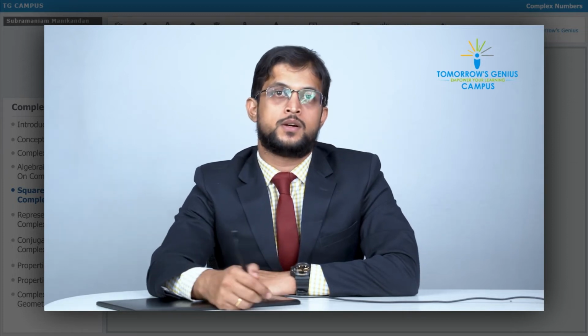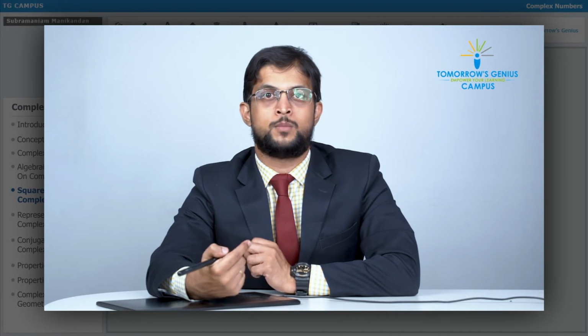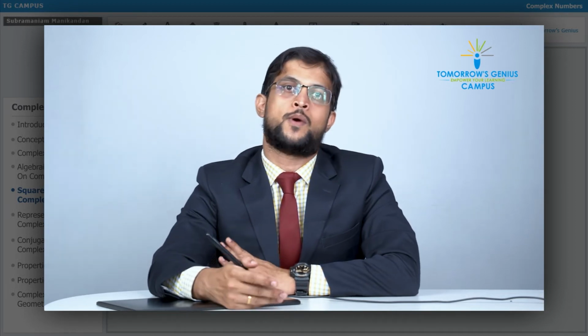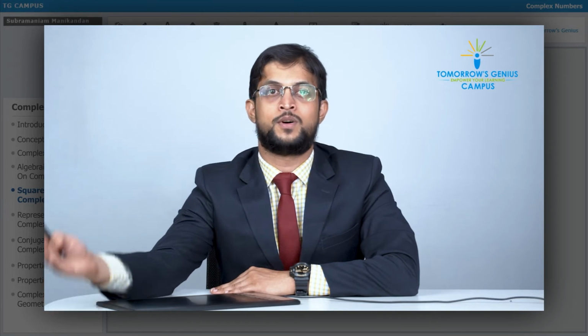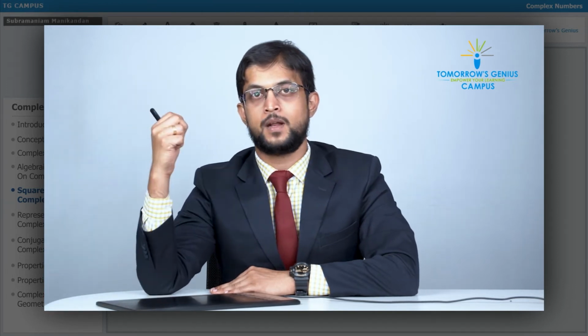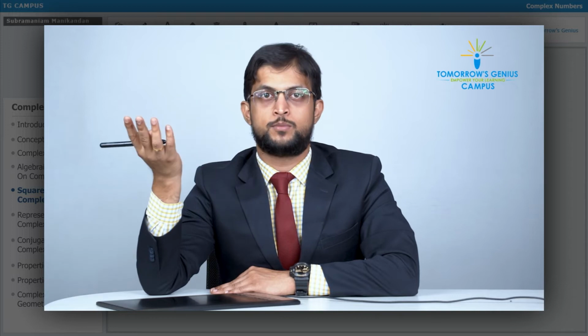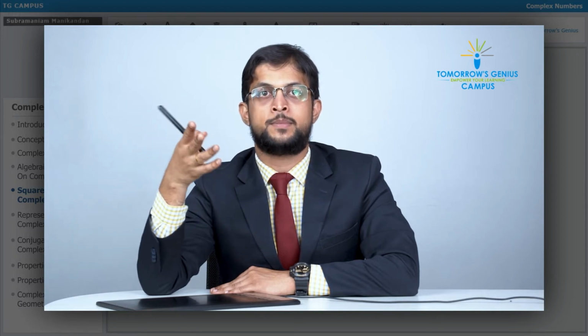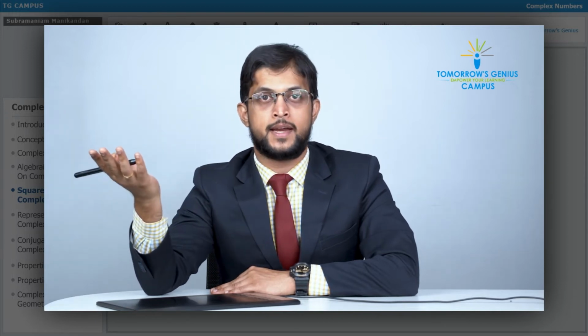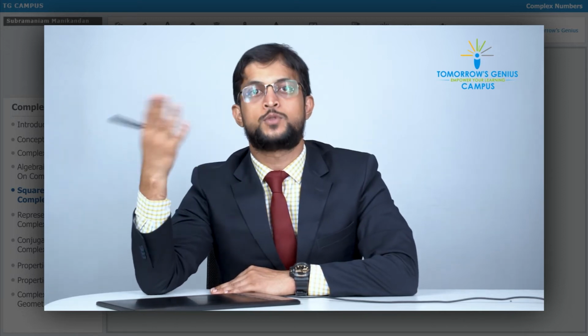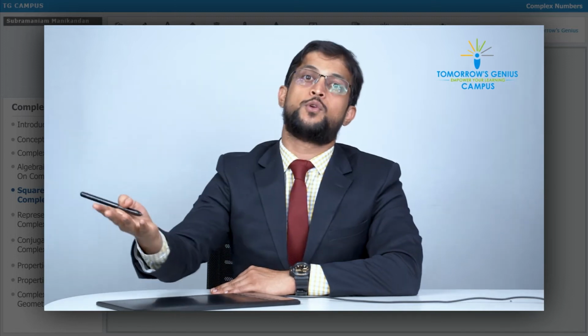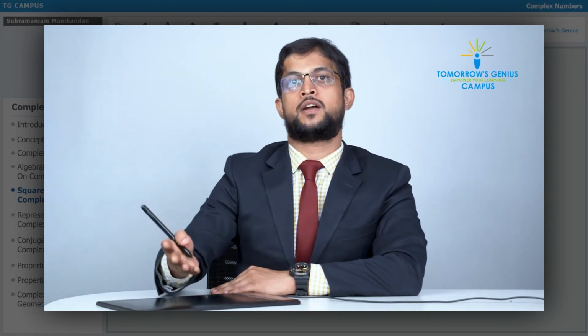So we assume that the complex number a plus ib, when we take its square root, will result in another complex number, and we call this complex number x plus iy. Now we square both sides so that a plus ib is released from the square root sign, so that we are able to find the values of x and y in terms of a and b, right? A and b are the known quantities, and x and y are the unknown quantities.